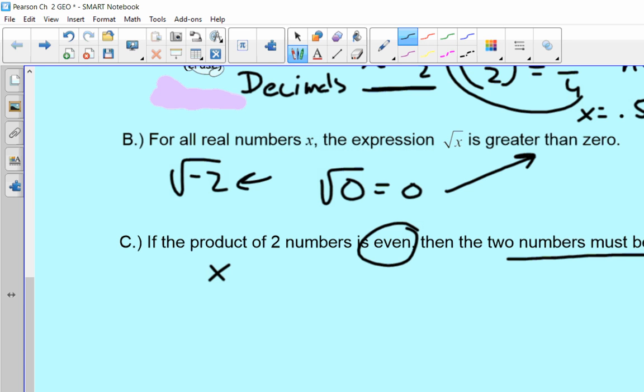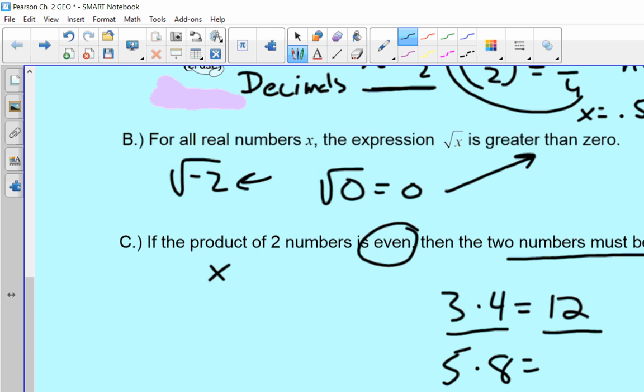So one example might be something like 3 is odd times 4 is even, and that gets me an even answer. So they're saying the only way I can get an even answer is if both of those had to be even numbers, and we just kind of disproved that. And then you could do a whole bunch of different examples. And that's one thing about counterexamples: I only need one answer to disprove something.